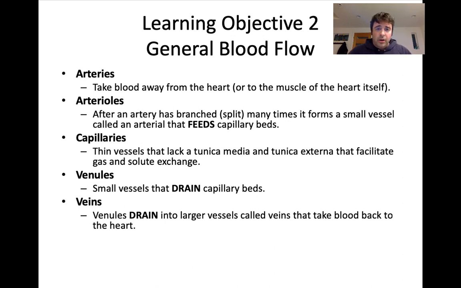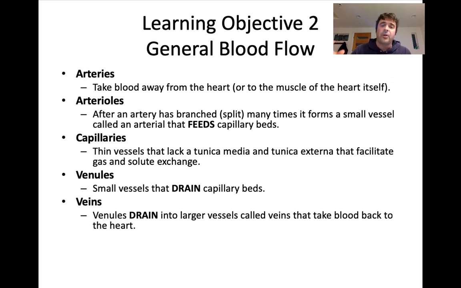Now, the 5 blood vessels you need to know. Now that we know what dictates flow and we have a set of terms that we can all use, arteries take blood away from the heart. Arteries tend to be thick, high-pressure vessels, and they ultimately branch and branch and branch again, and arteries will ultimately feed into much smaller blood vessels called arterioles. Arterioles are part of our microcirculation. We have billions of them in our body, and they feed into capillary networks or capillary beds directly. Notice that when I use arteries and arterioles, I use the term feeds, as opposed to when I use venules and veins, I use the term drains.